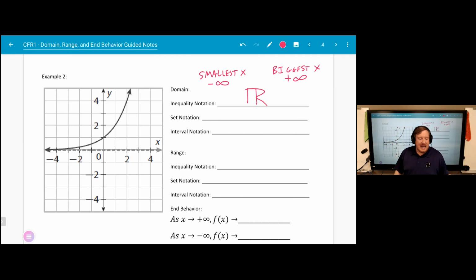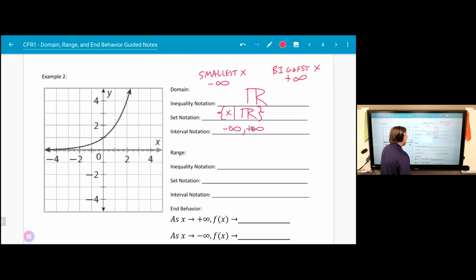And for inequality notation, that's fine. And then for set notation, we're just saying the set of the numbers of x such that it includes all real numbers. Interval notation is a little bit different. We're going to look at our smallest x and biggest x again. So from negative infinity to positive infinity, we talked about how it cannot include either of those things. You don't know the number for infinity. There's no exact value for that, so we can't put that in there.